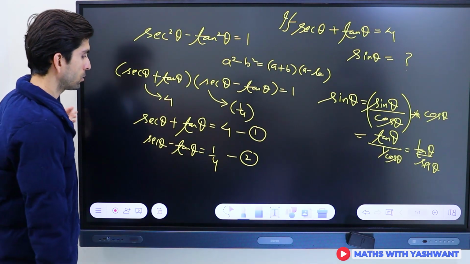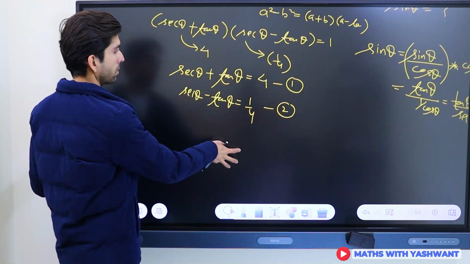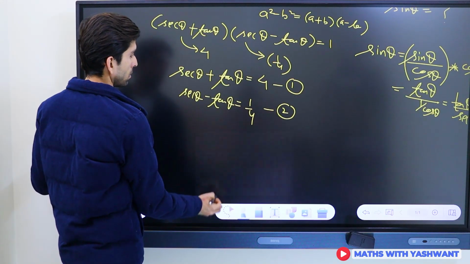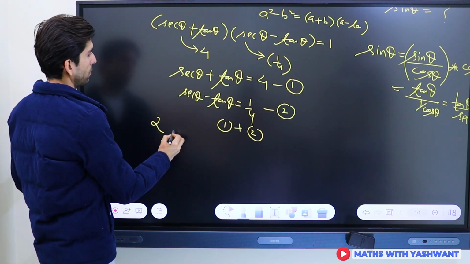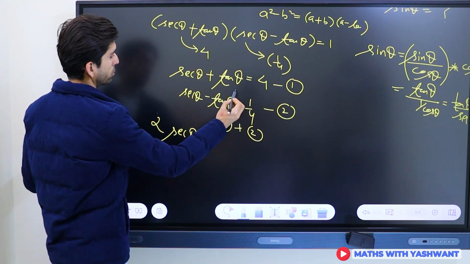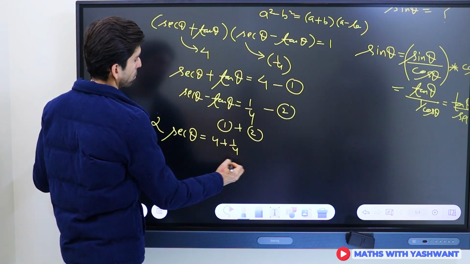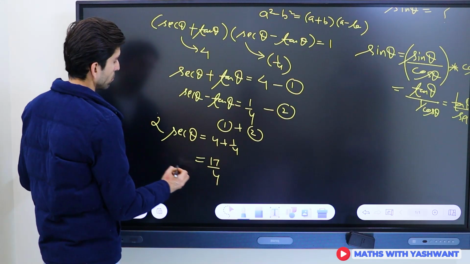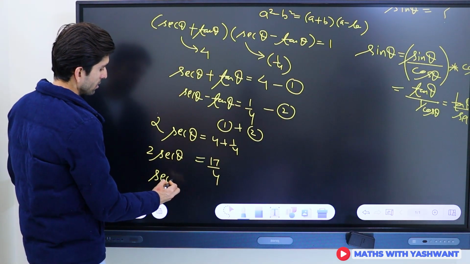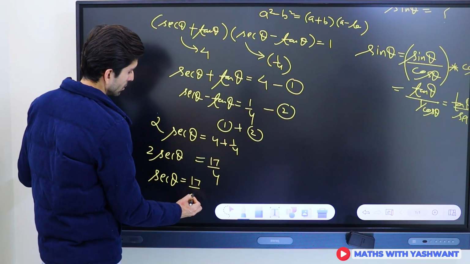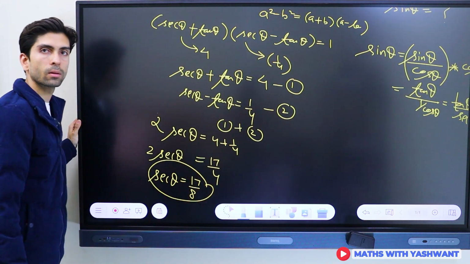So if we add these two equalities, 1 plus 2, on the left hand side we'll get 2 sec theta is equal to 4 plus 1 by 4. So this will be 17 by 4. So 2 sec theta is equal to 17 by 4, which means sec theta is equal to 17 by 8.